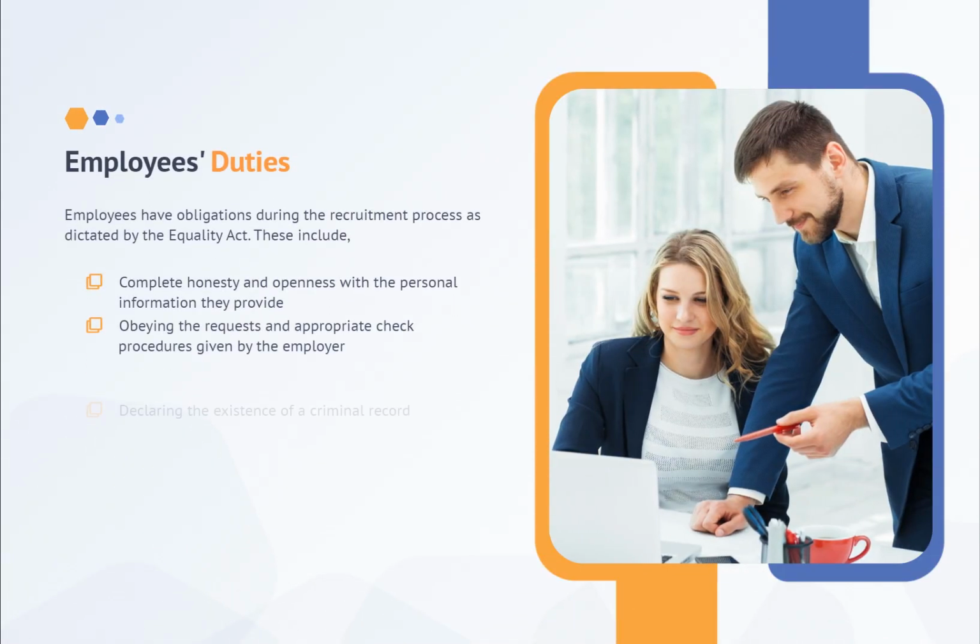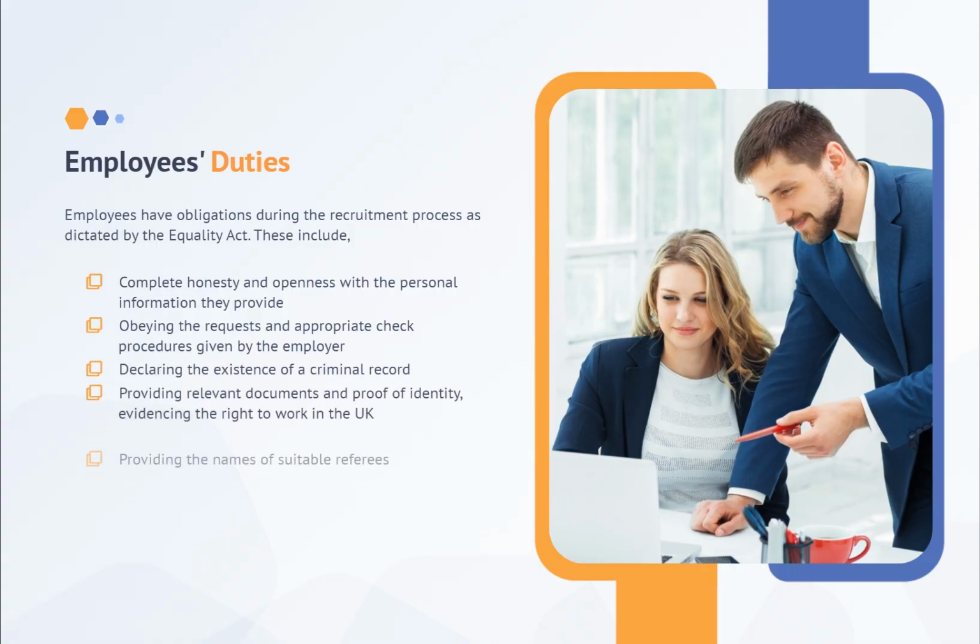Employees' duties. Employees have obligations during the recruitment process as dictated by the Equality Act. These include complete honesty and openness with the personal information they provide, obeying the requests and appropriate check procedures given by the employer, declaring the existence of a criminal record, providing relevant documents and proof of identity evidencing the right to work in the UK, providing the names of suitable referees, and abiding by any agreement they make with the employer.